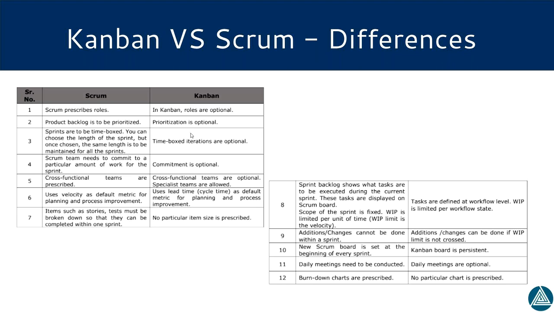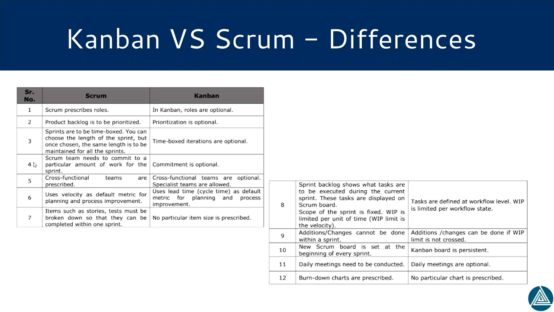On Scrum, the sprints are time boxed. We have 2 week sprints, 3 week sprints. But in Kanban, we can have a 2 week sprint, then we can have a 1 week sprint, or then 4 week sprints. They are optional, so it's very flexible.